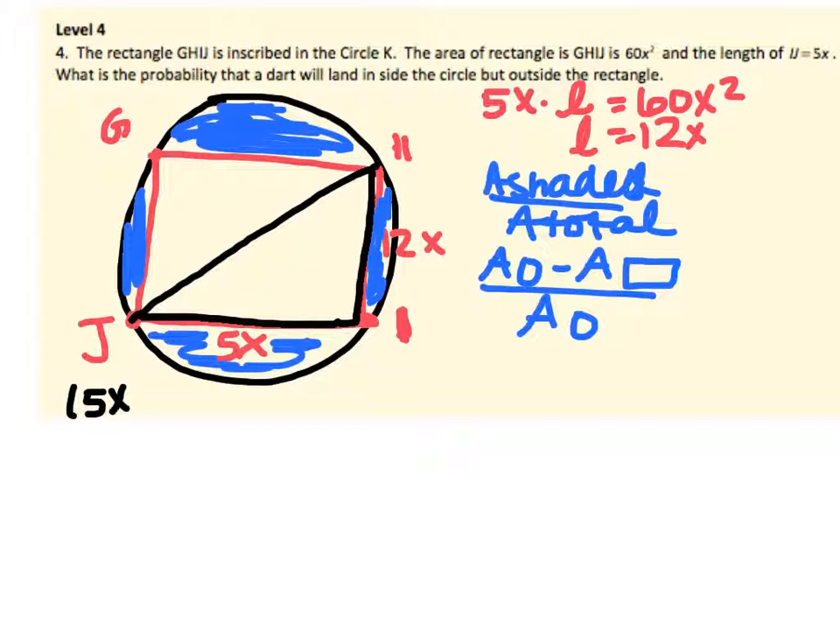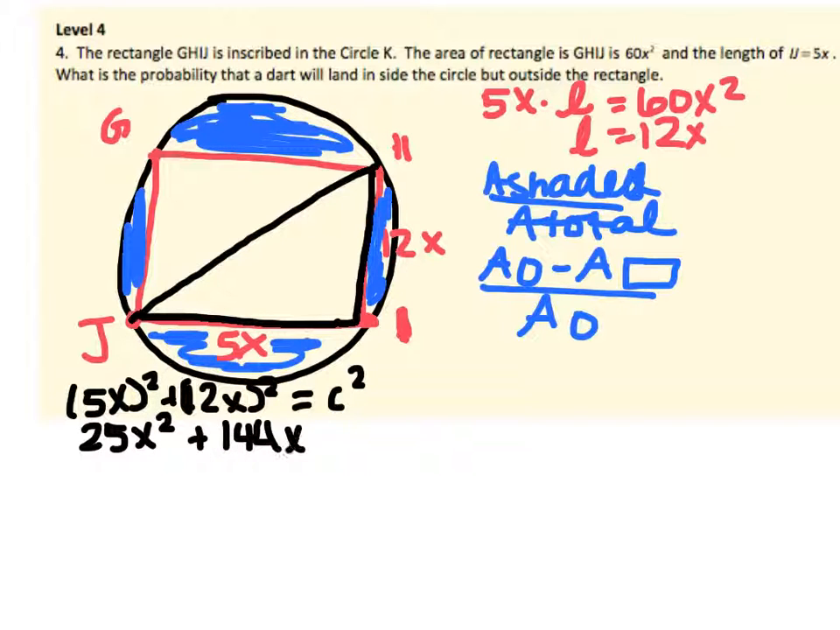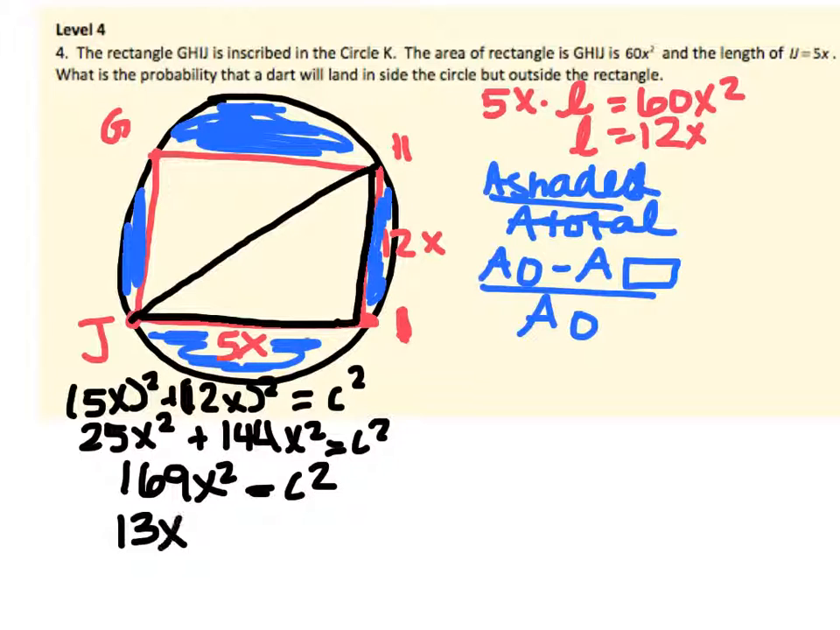So 5x squared plus 12x squared equals c squared. So this is going to be 25x squared plus 144x squared equals c squared. It's going to be 169x squared equals c squared. And then if I square root both, 169 is a perfect square, and so is x squared. So c is going to be 13x, which means that the radius is going to be 6.5x.